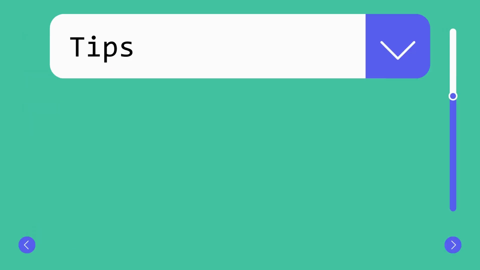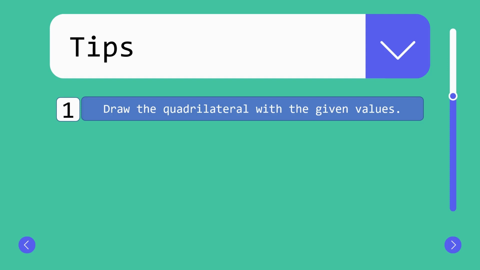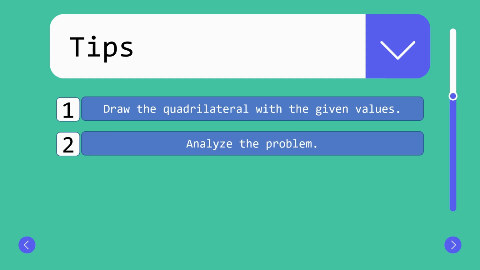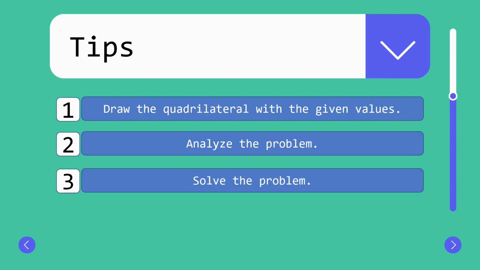Here are the steps or tips that we may want to consider in solving problems involving quadrilaterals. First, draw the quadrilateral with the given values. By illustrating, we get to properly visualize our problem. Second, we have to analyze the problem. In this step, we get to review all the properties and theorems relevant to the problem. And third is to finally solve the problem.